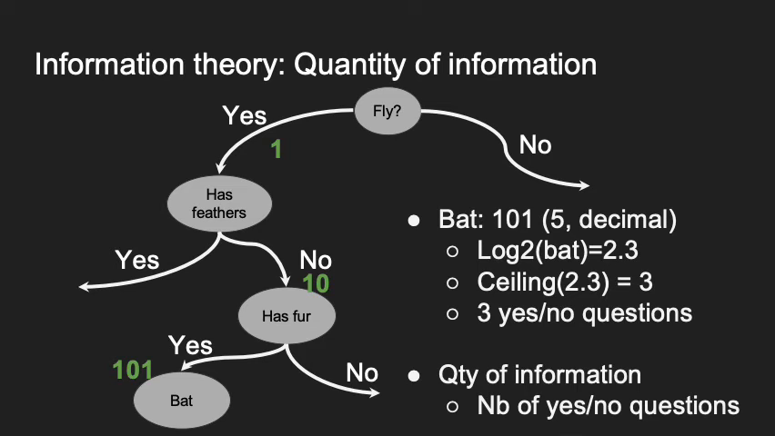In that case, I had to answer 3 questions. When I answered yes, I put a 1. When I answered no, I put a 0. That gave me 101 in binary, which is 5 in decimal. If I take the log 2 of bat, I get 2.3. If I take the ceiling of 2.3, I get 3, which means that I had to answer 3 yes/no questions. So this is the quantity of information contained in that name, bat. Basically, it's roughly the number of yes/no questions.